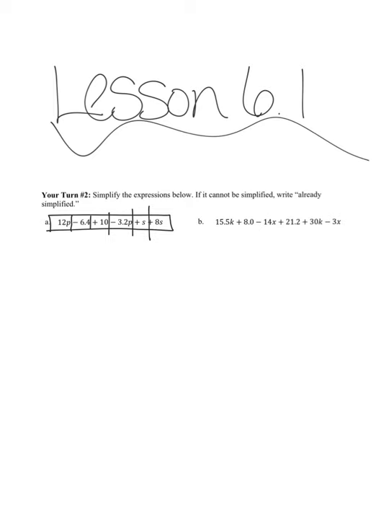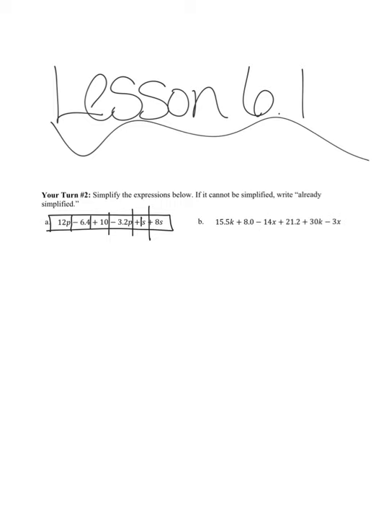And I know this here, I've got plus s, and when you have just a single variable like that, the automatic or invisible coefficient here is 1. So I'm going to mark that as a 1 so that I know that that s is 1s.